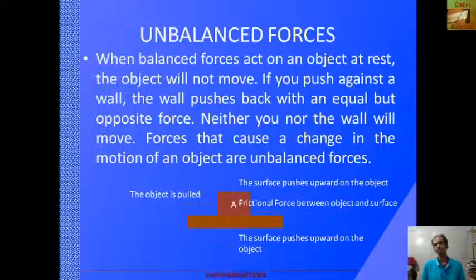Thus, we have discussed some of the basic concepts regarding forces.